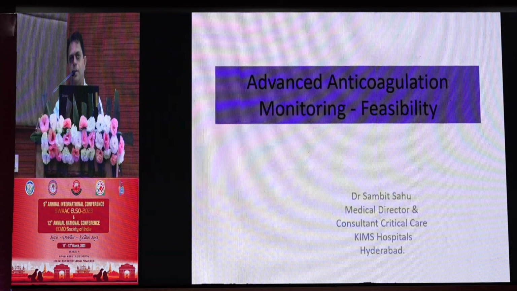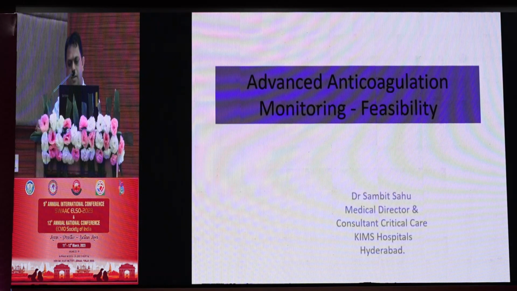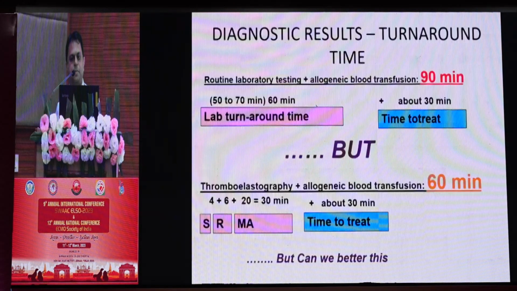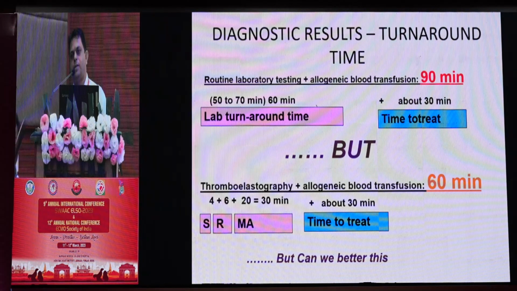So this talk would be just a primer for what we can do and how we monitor anticoagulation, or advanced anticoagulation. It's mainly directed at the students and not at the teachers present here. Once you have ECMO, by default it is a thrombotic state, but it can be complicated because of the disease per se, because of the anticoagulants we use, and also because you start introducing more and more complications into the ECMO circuit.